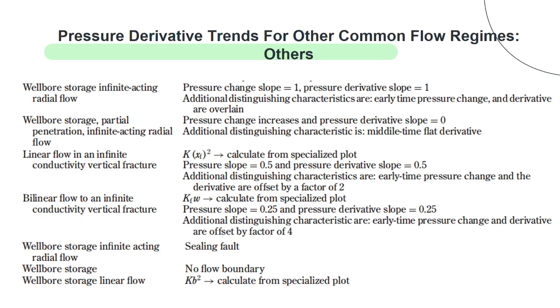In the wellbore storage infinite acting radial flow, there is a sealing fault. In the wellbore storage, there is a no flow boundary. And lastly, in the wellbore storage linear flow, kb squared is calculated as well from a specialized plot.